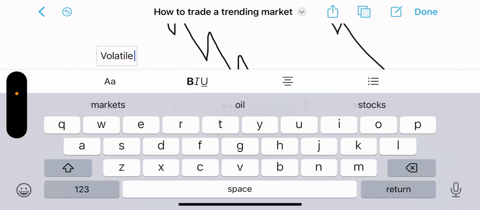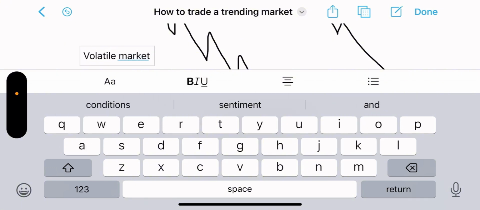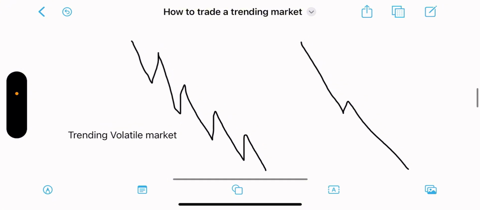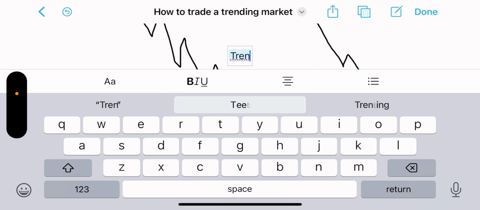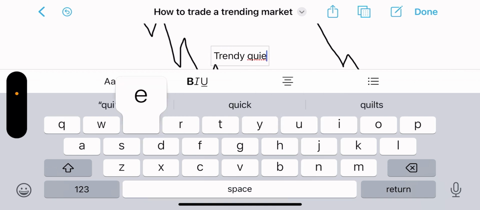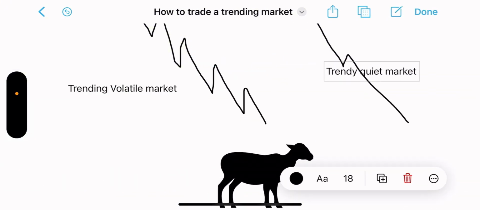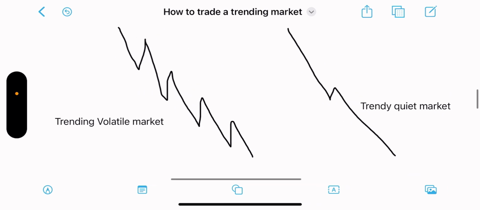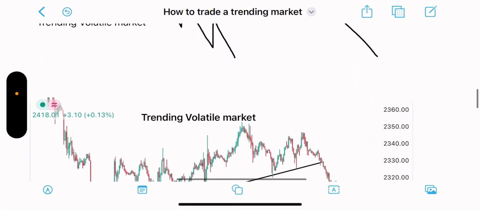So we'll just name it a trendy volatile market. Right, and this one is called a trendy quiet market. Right, now these ones you can see, trendy volatile market and trendy quiet market. Okay, so when we move to the chart, this is how they look, right?